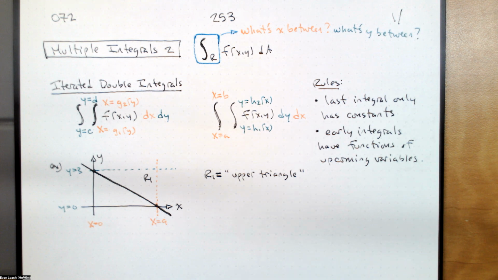We're not worried about that part, because even though I haven't told you how to find partial antiderivatives, you already know how to find partial antiderivatives. So I don't have to. Eventually. Sort of. So R1 is going to be this upper triangle.